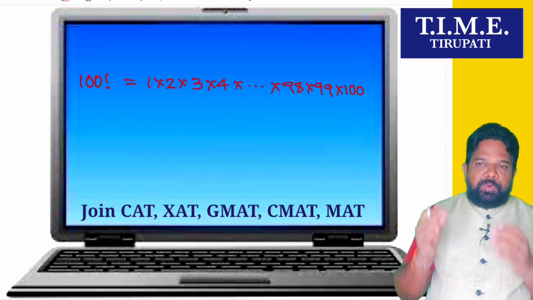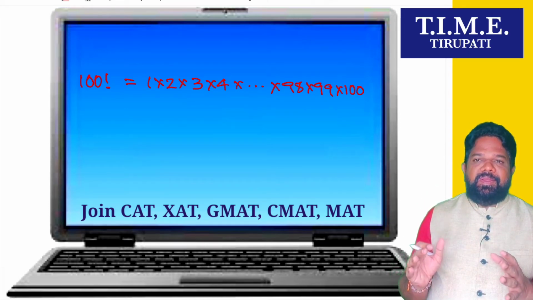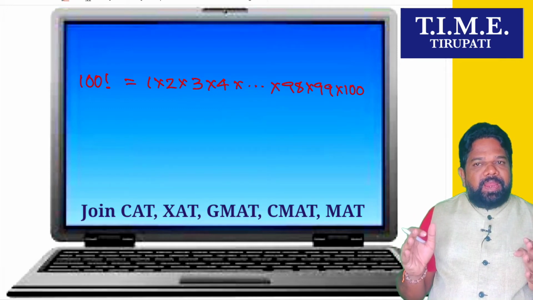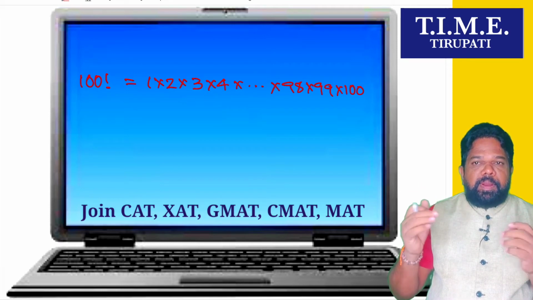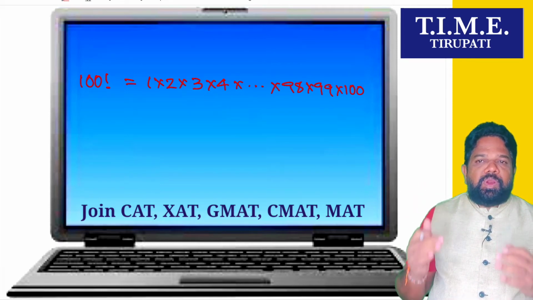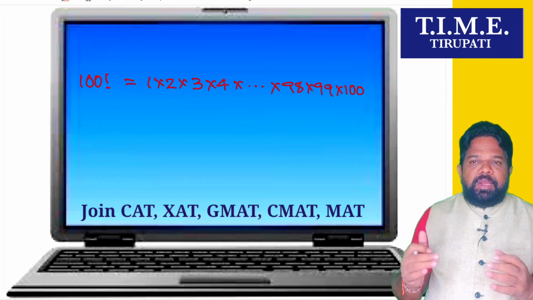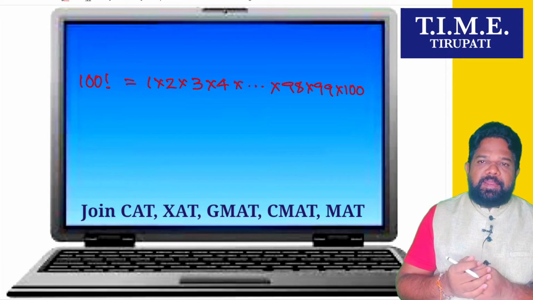So in 100 factorial you have to identify only how many 5's are there. We don't require 2's. Why? Because we identify the one which is in less number. That gives the number of pairs, and the number of pairs gives the number of zeros at the end of the product. That is our logic. So in 100 factorial you have to identify only the 5's.